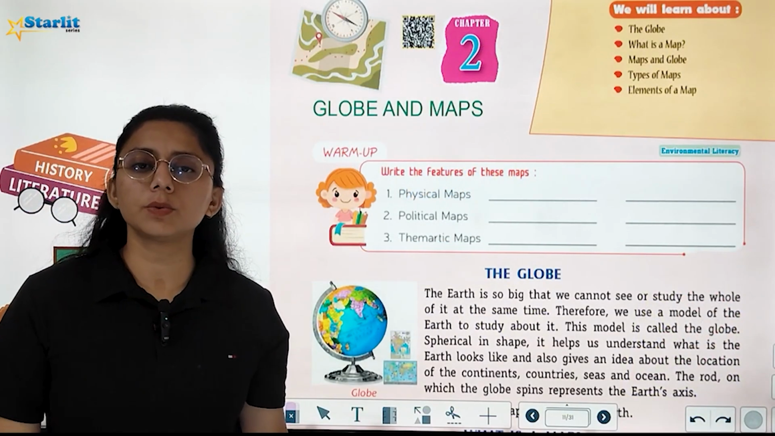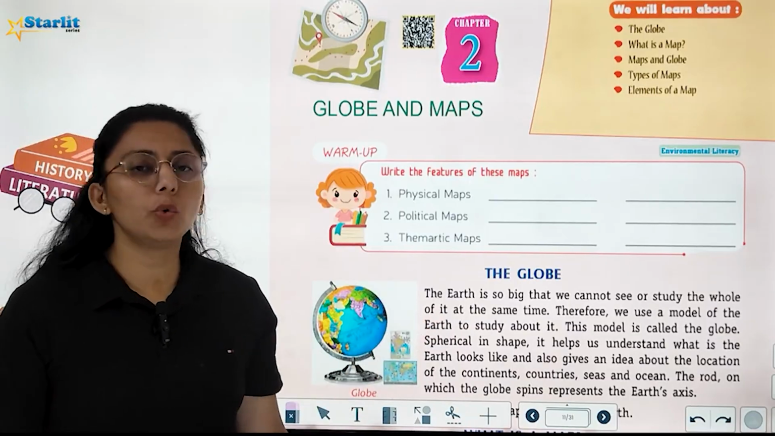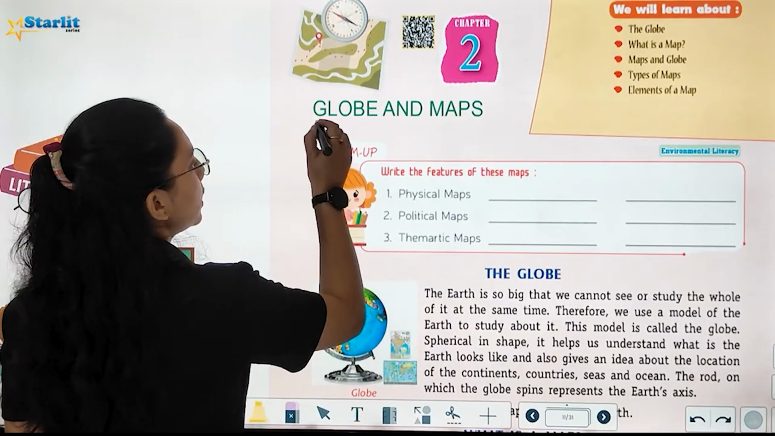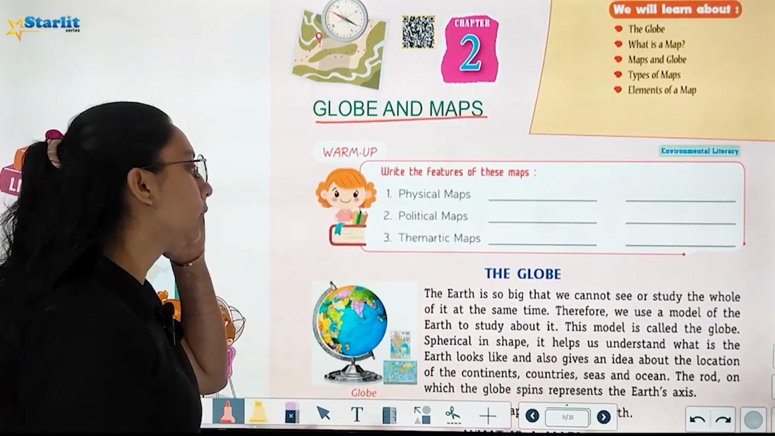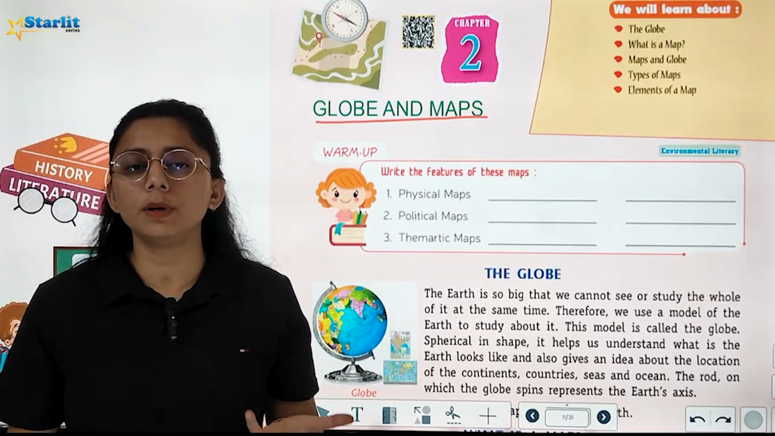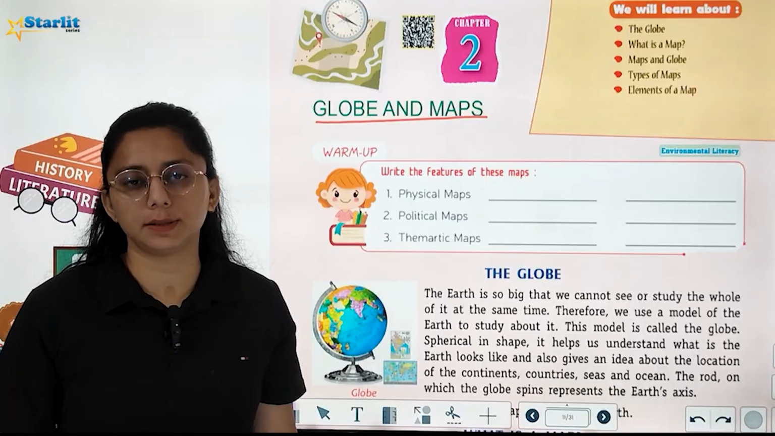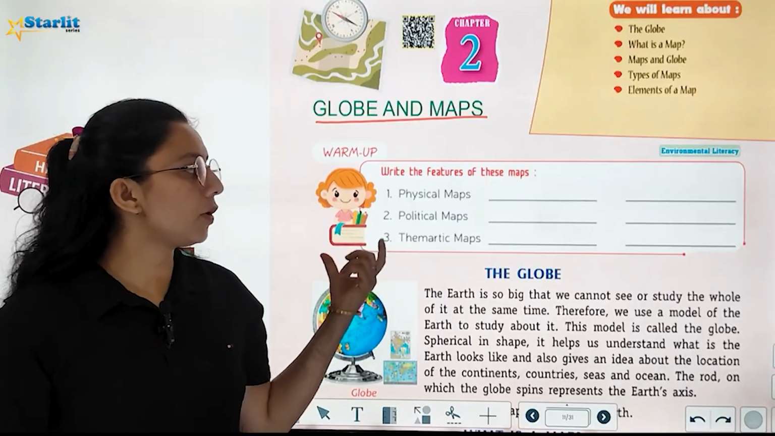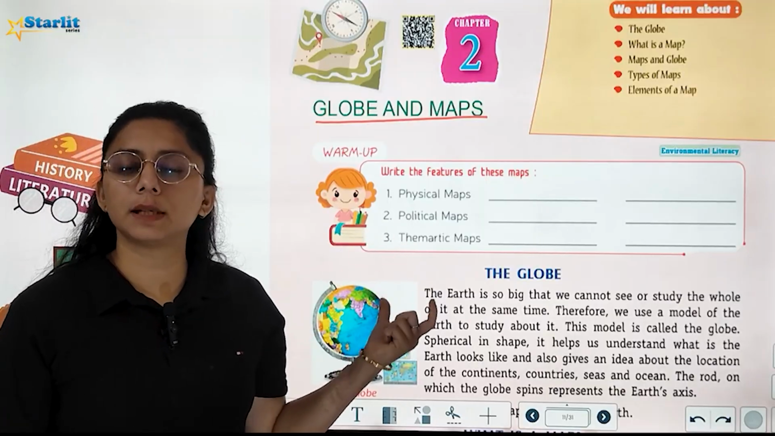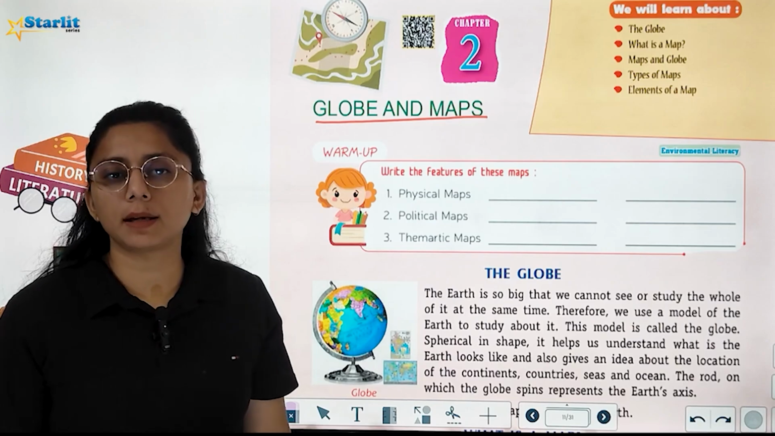Learners, today we are going to start with chapter 2, globes and maps. In this chapter, we will study about the globe and map. So what is a globe? It is a miniature model of the earth. And what is a map? It is a diagrammatic representation. So write the features of these maps. You have to write the features of physical map, political map and thematic map.